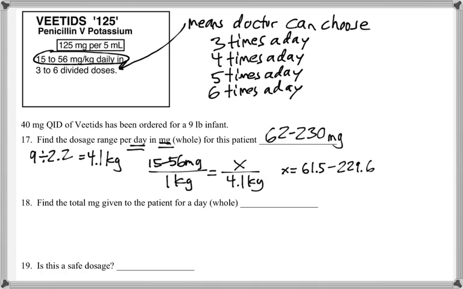18 says find the total milligrams given to the patient for a day. Okay, so 40 milligrams have been ordered, and it's QID, which means 4 times a day. So I need to take the 40 milligrams and multiply by 4 to get 160 milligrams.